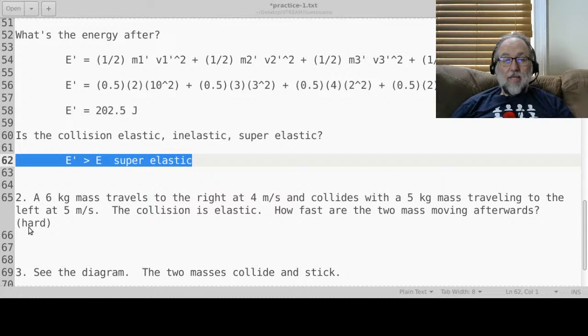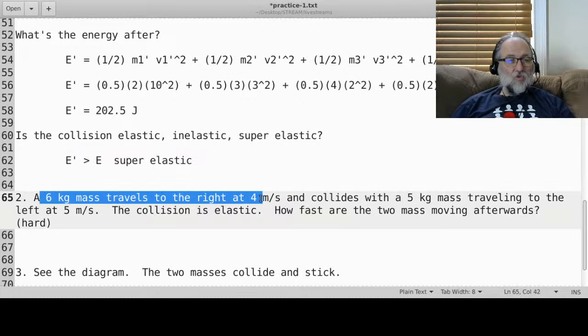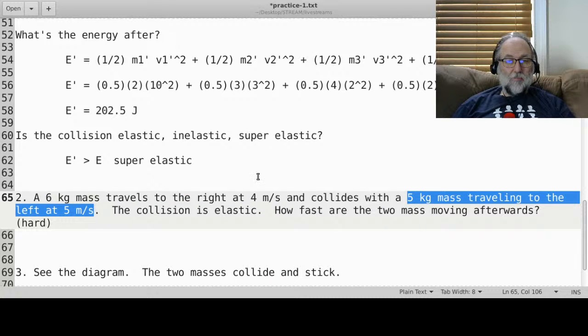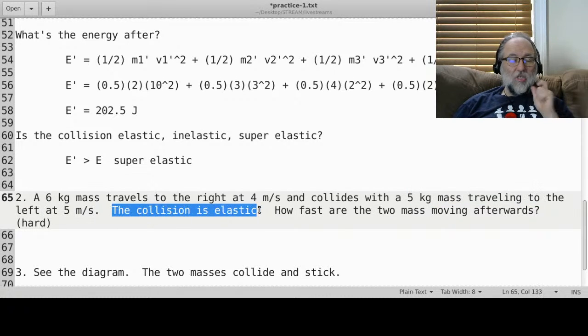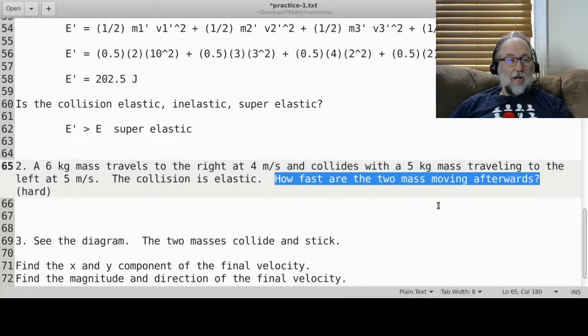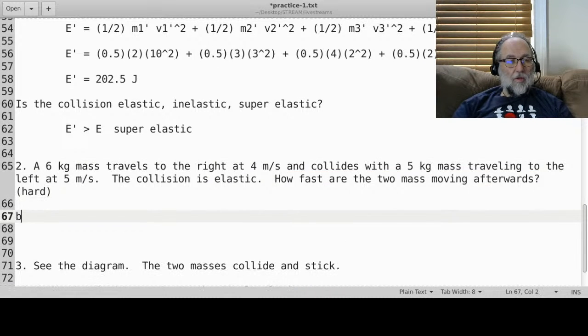So what does it say? Well, we have the same situation as before. We have a 6 kilogram mass, and it's traveling to the right at 4 meters per second. And it's going to collide with that 5 kilogram mass traveling to the left at 5 meters per second. So far, it's the same as before. But this time, I tell you that the collision is elastic, and I ask, how fast are the two masses afterwards, after the collision? And you go, well, why is this hard? And the reason that it's hard is because both, I better write this down, both momentum and energy are conserved.